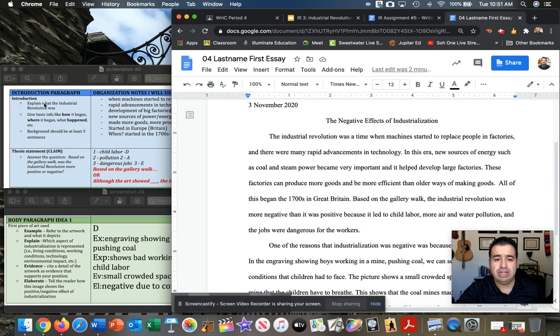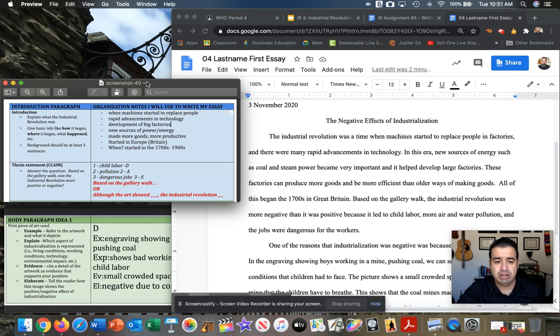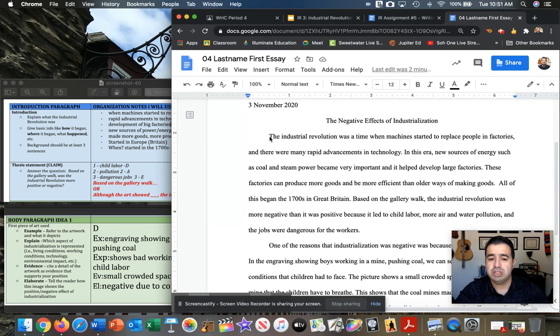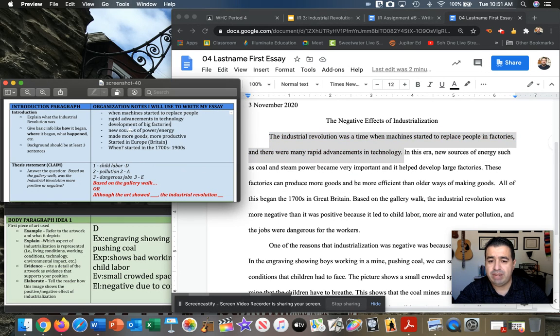So take a look at what I did, right? So I have here a screenshot of my graphic organizer. And I take what you see up here of my ideas, right? First, explain what the Industrial Revolution was. So I wrote a sentence. The Industrial Revolution was a time when machines started to replace people in factories, and there were many rapid advances in technology. And I got that from my notes. So you can see in my notes here where I get this.